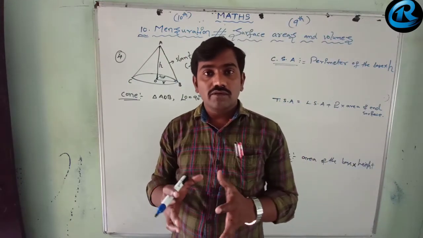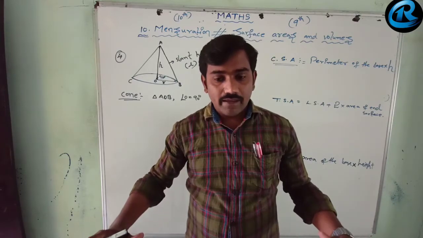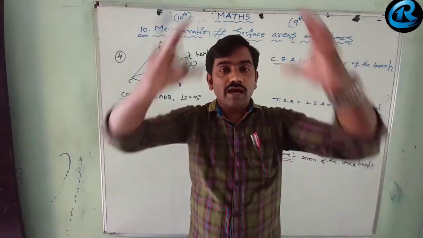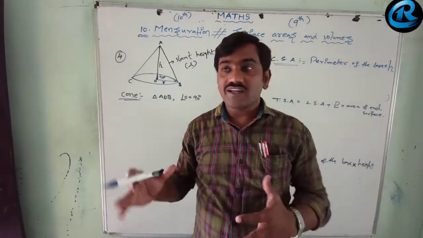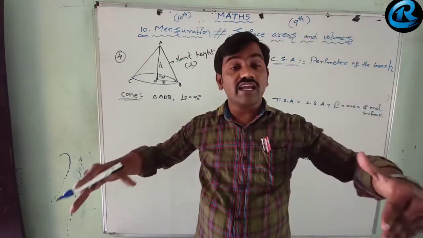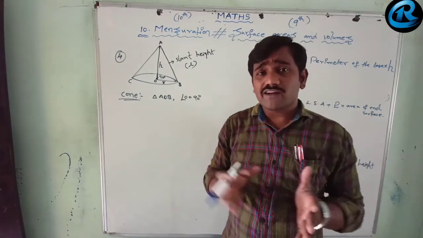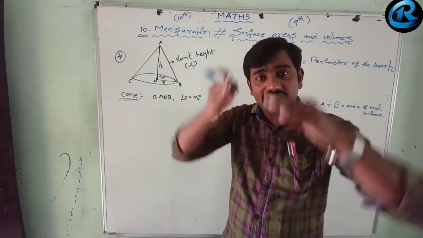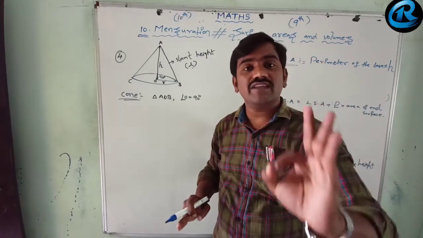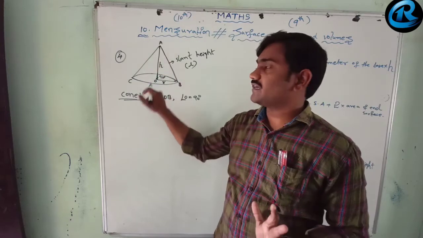Suppose in a rice mill, the paddy waste is made into a heap like this, or you can see the hills. The height of the hill will be different, the slant height of the hill will be different. Like that, the birthday cap also, the height of the birthday cap will be different, and the slant height will be different. The slant height will be more than the height of the cone.